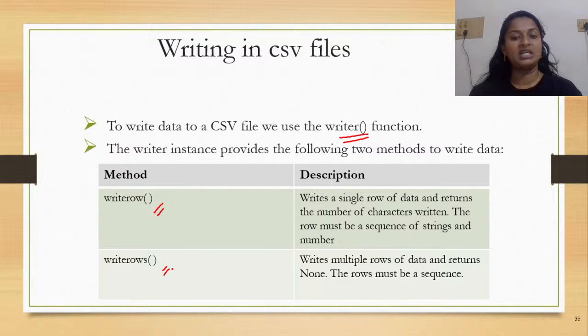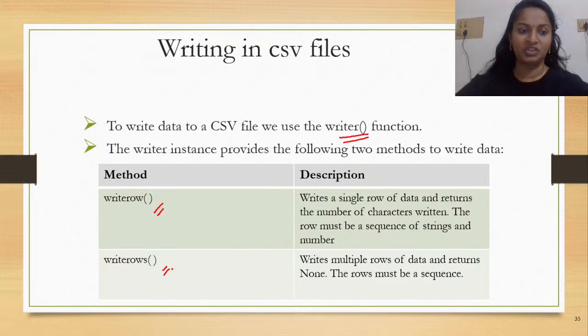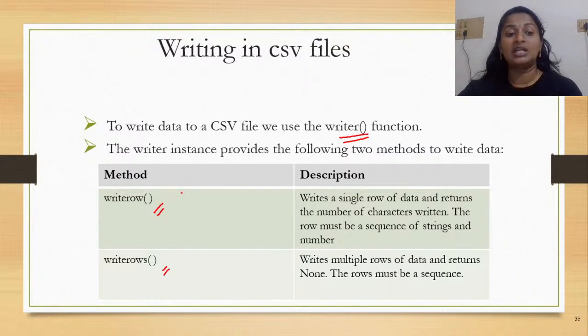So writerow helps you to write a single row of data, and writerows, since it is a plural version, helps you to write not just a single row but multiple rows of data. Now the next thing that you need to understand: the method writerow would write a single row of data and return something. What does it return? It would return the number of characters written. The row must be a sequence of strings and numbers. That is definite, we had already seen in the definition. Row meaning the record.